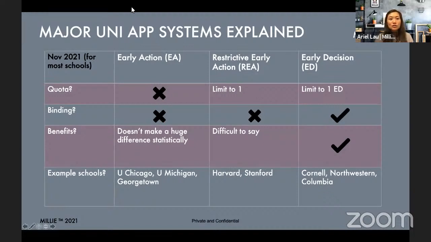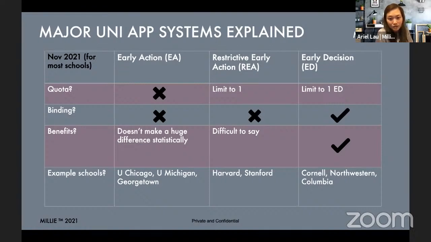So going on to the university application system in terms of early application. How does that work for the US? There are many different types of early application schemes available to students, and you don't choose them. It's the universities that decide which scheme they would like to offer to their students. A lot of the schools offer something called early action. And then there's restrictive early action for very selective schools. And there's also early decision. So what does that mean?